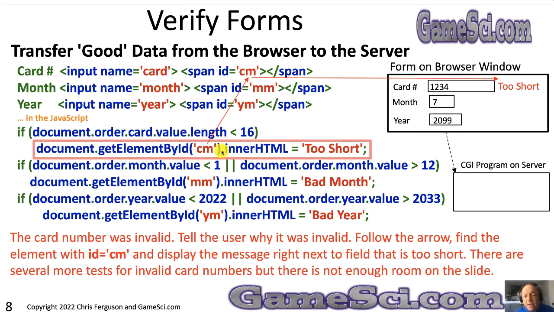document.getElementById("cm").innerHTML equals "too short." The card number was invalid. Tell the user why it was invalid. Follow the arrow. Find the element with ID cm and display the message right next to the input box that the card number was too short.